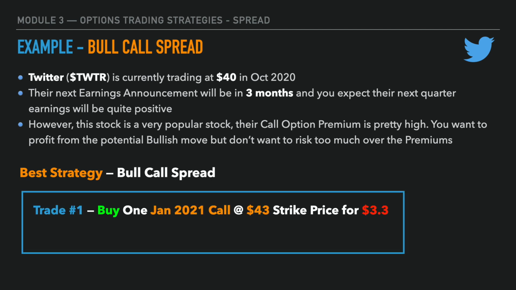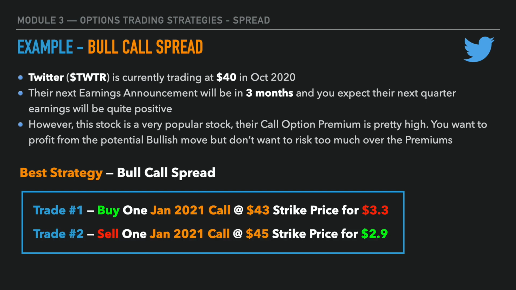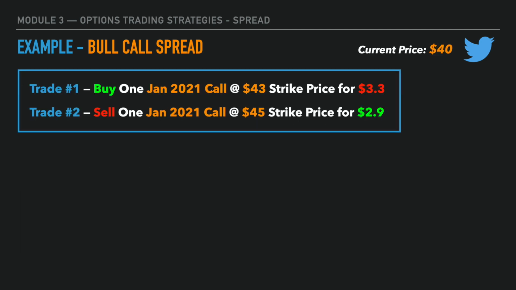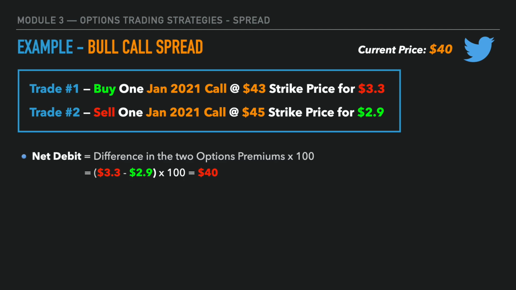First, you buy one January 2021 call option at a $43 strike on Twitter. The premium is currently traded at $3.3 per contract. Then at the same time, you short one January 2021 call option on Twitter at a $45 strike. The strike price is slightly higher, so the premium will be slightly cheaper, currently traded at $2.9 per contract. After you execute this bull call spread trade, you will have a net debit of $40, 3.3 minus 2.9 and multiply by 100. This will be the total amount of money out of your account when you complete this trade.